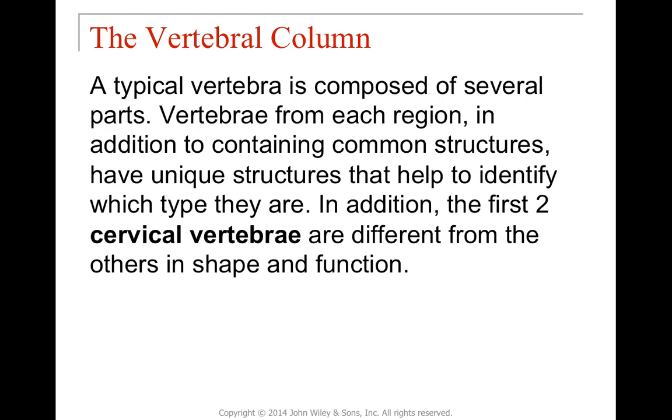All right, so a typical vertebra has several different regions, but the vertebrae from each region have different delineating structures. They have common structures that are separate from the other regions, and that'll help you identify which type of vertebra they are. And also, the first two vertebrae are critically different from the others in shape and function.